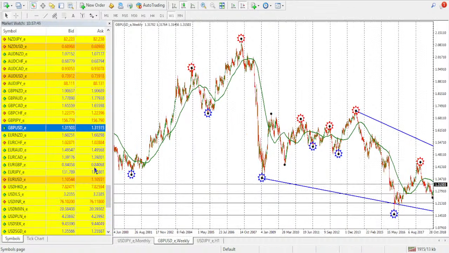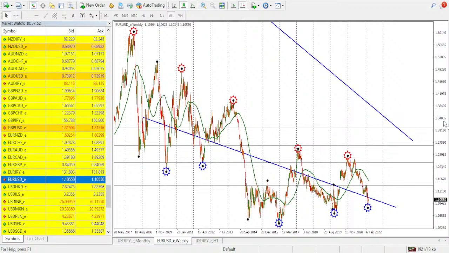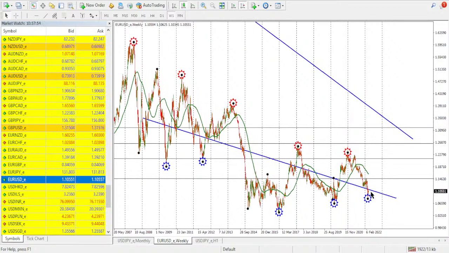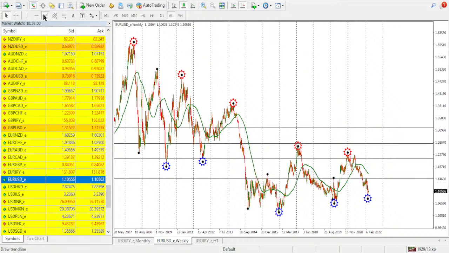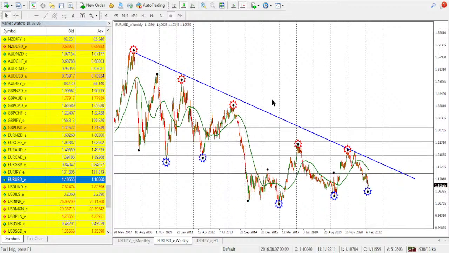Then the last one is the one we have at the very bottom, which is this line here. So the next symbol which we have to look at is EURUSD. So far as it is now, this is also in an active downtrend. We are sellers. We have a very good level here. This is a very, very good trend line. We have it here, and then we have another one here.